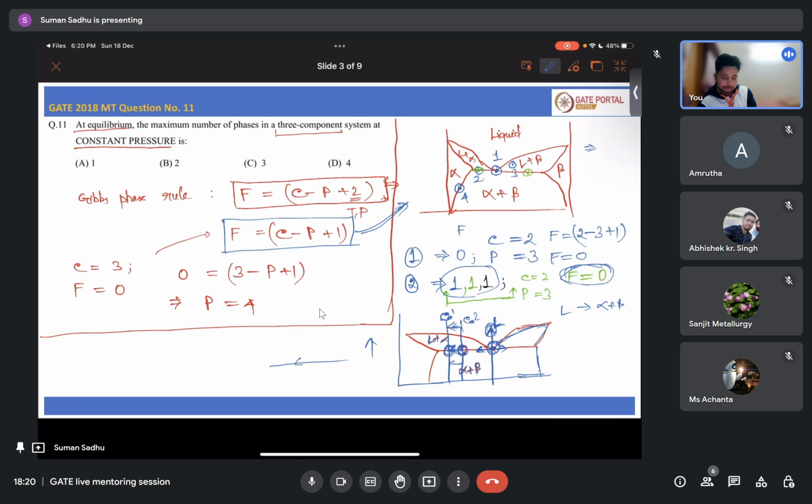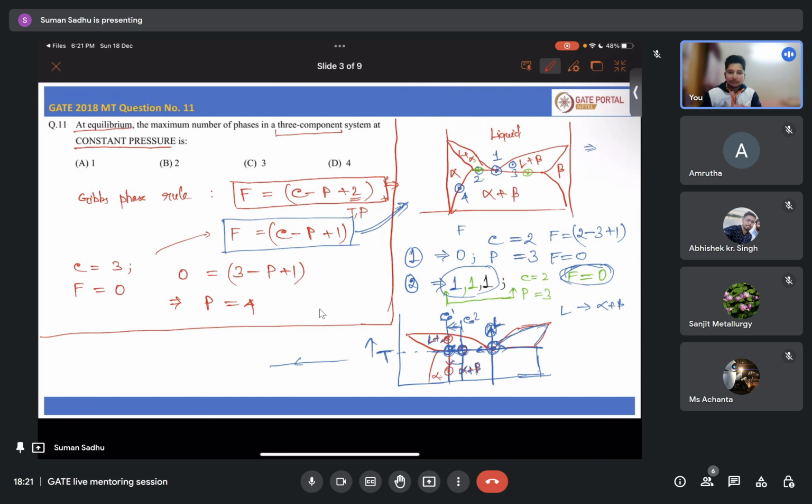Sir, if we draw the tie line, then... A tie line is this thing only. Yes, sir. You are at the same temperature. You are not changing the temperature. Let's say if you change the temperature, then you will go to some other region. If you change the temperature, then you will go to either liquid plus alpha or liquid plus beta. Sorry, alpha plus beta, right? If you change the temperature.